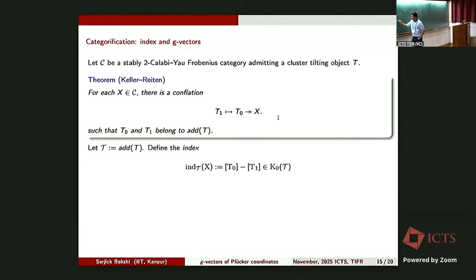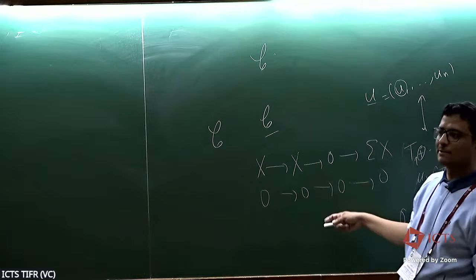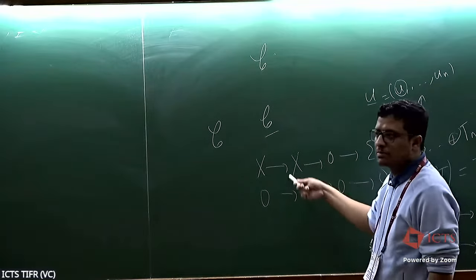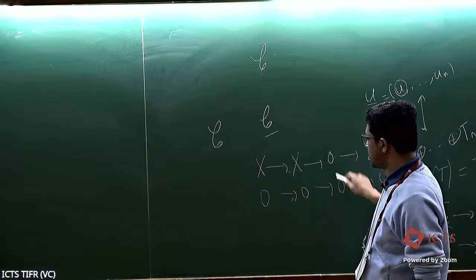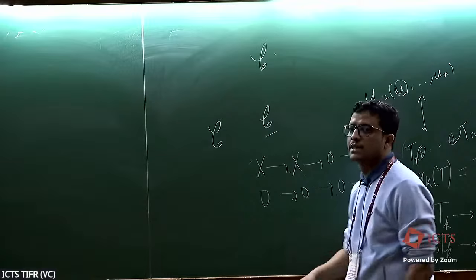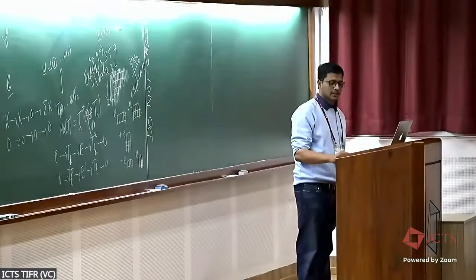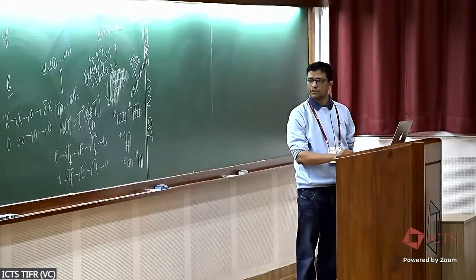For example, you can have these two triangles, or like 0. This is a trivial example. So these are two conflations of 0. But if you look at the Grothendieck group and look at the difference of these objects, they remain unique. So one defines the index as the difference of these classes of T0 and T1 in the split Grothendieck group.